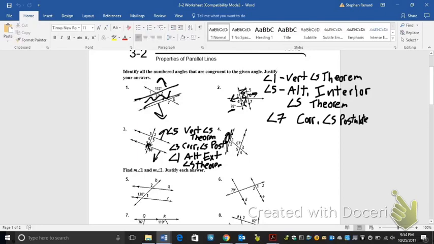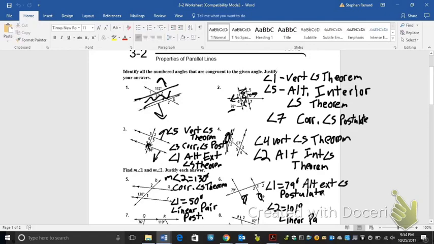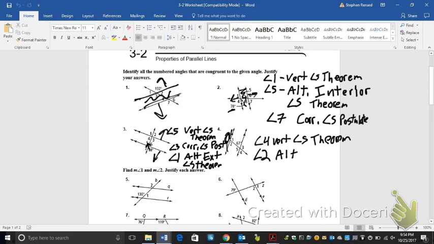What we can do is go, again, angle 4, vertical angle theorem, and angle 2, alternate interior angle theorem. Okay, and that is 1 through 4. So now, kind of going to do the same thing. I'm going to go very slowly through number 5. Set you guys loose on 6, 7, and 8. Come back, check your answers, and repeat.